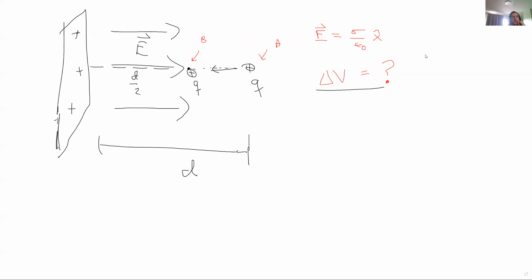I see there's a chat here. kQ over r, that would be a big mistake, right? Because we don't have a point charge electric field here. We have a constant electric field due to a sheet of charge, not a point charge. We already know the electric field here, so we don't need the point charge formula. So what's the relationship between delta V and E? Or rather, the vector E.